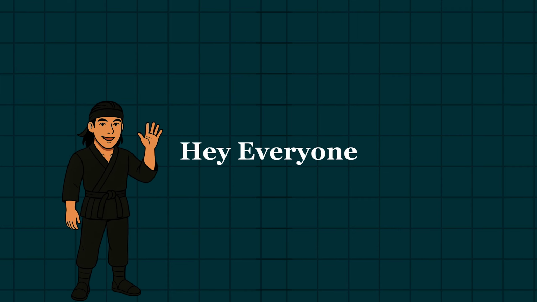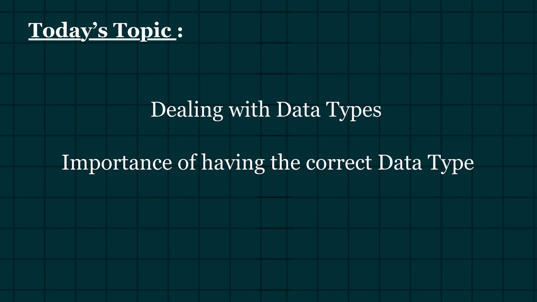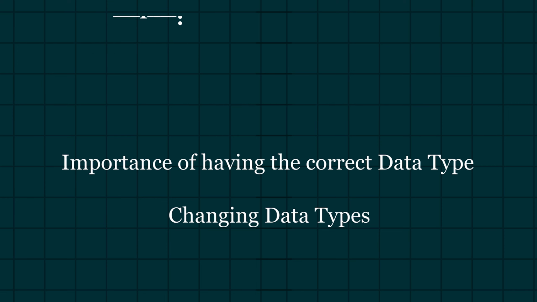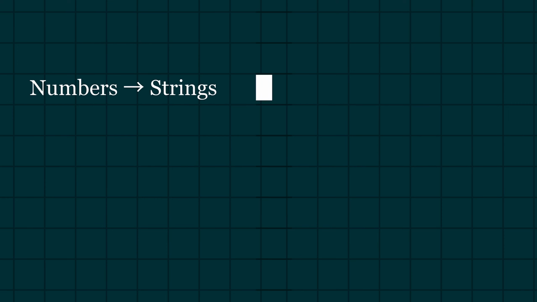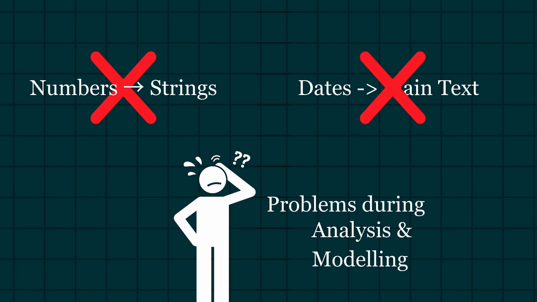Today we are going to understand how to deal with data types in our dataset, why having the correct types is important, and how to change them easily in Python before feeding the data into a machine learning model. Sometimes numbers are stored as strings or dates are stored as plain text, and this can cause problems during analysis or modeling. Luckily, Pandas makes it super easy to fix this.